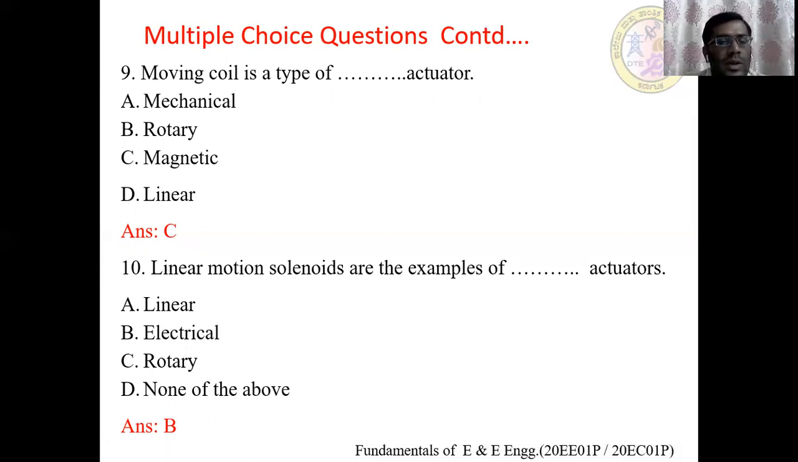Next question. Linear motion solenoids are the examples of dash actuators. The options are linear, electrical, rotary, and none of the above. The linear motion solenoids are the examples of electrical actuators. Hence the answer is option B, that is electrical.